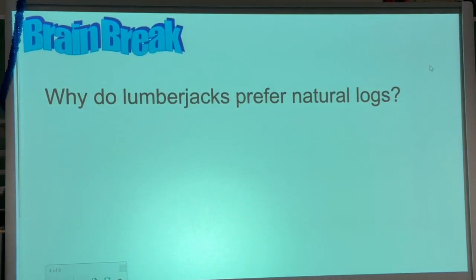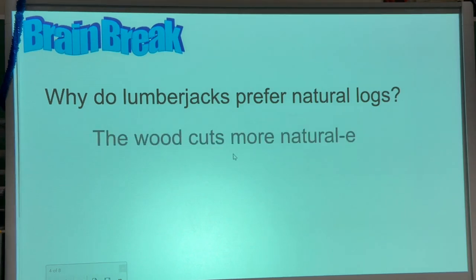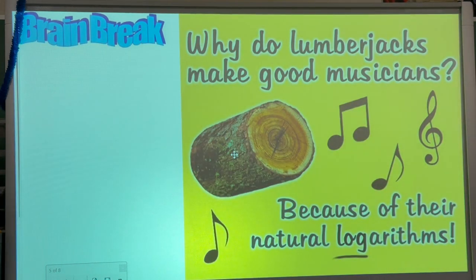Why do lumberjacks prefer natural logs? Because the wood cuts more naturally. Natural log, ln and e, get it? Why do lumberjacks make good musicians? Because of their natural logarithms.